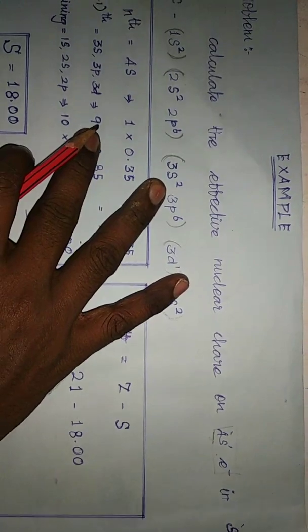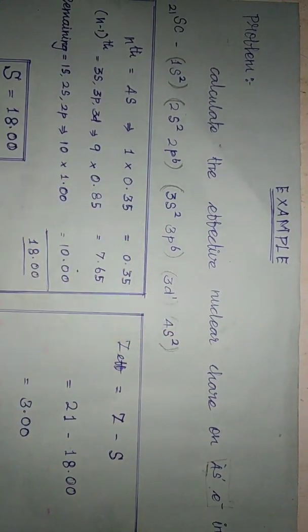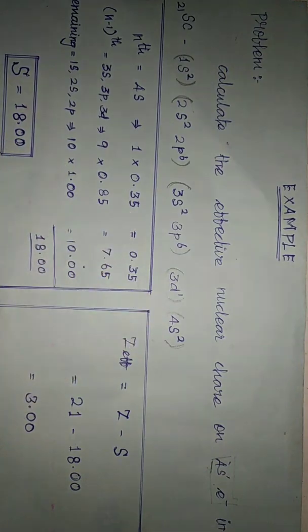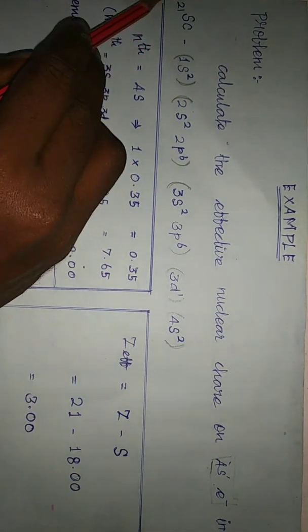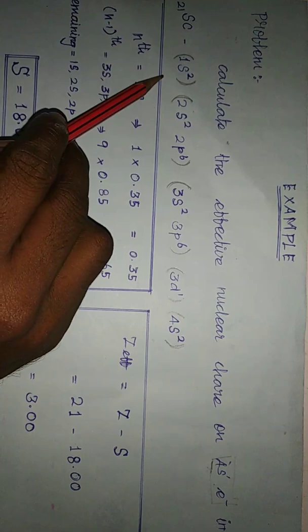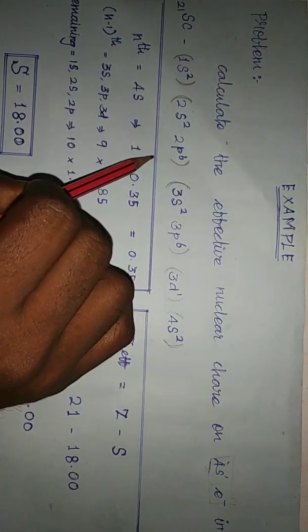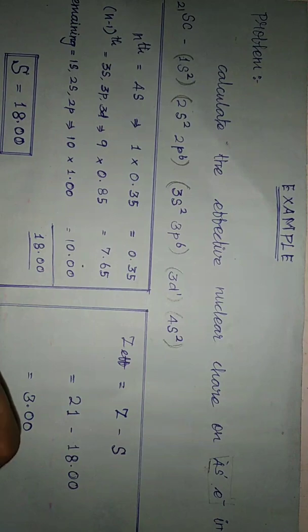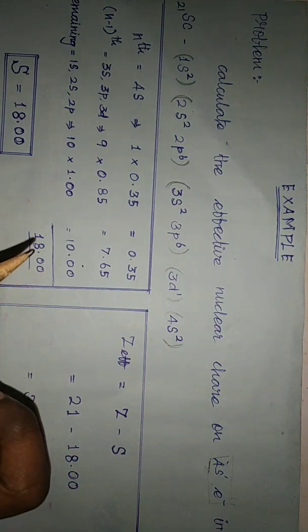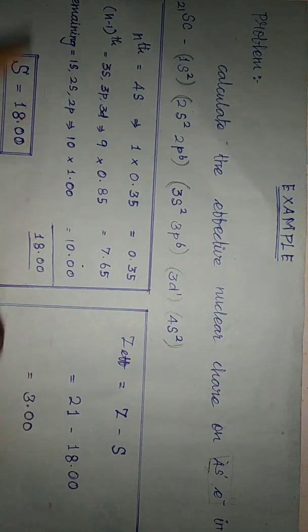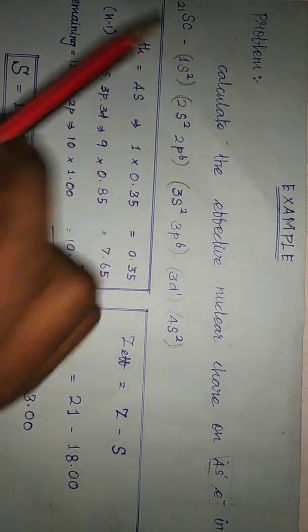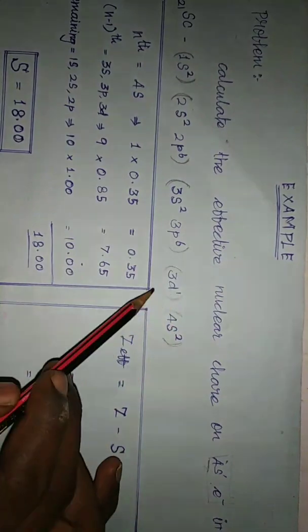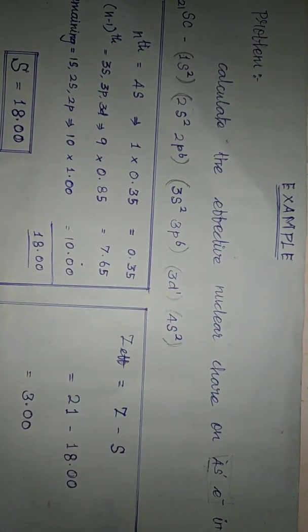Okay, let us solve step by step. What is step number 1? We have to write the electronic configuration. Scandium's atomic number is 21. So 1s2, 2s2, 2p6, 3s2, 3p6, 3d1, 4s2. This is the way of writing the electronic configuration. Then grouping: 1s separately, 2s 2p together, 3s 3p together, 3d separately, then 4s separately.